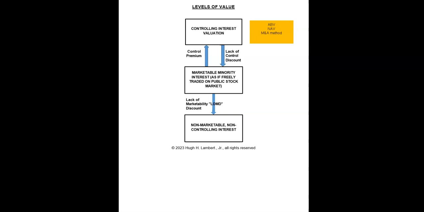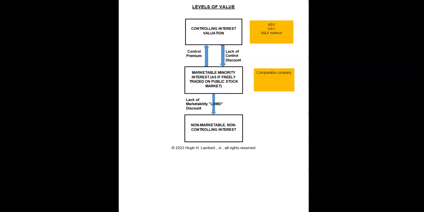So if we were to use the comparable company method, that puts us here in the middle of the levels of value chart. As if freely traded on the public stock market. And again, the multiples we get from comparable company transactions are indeed freely tradable. They're quick to liquidity, and they're non-controlling interests.